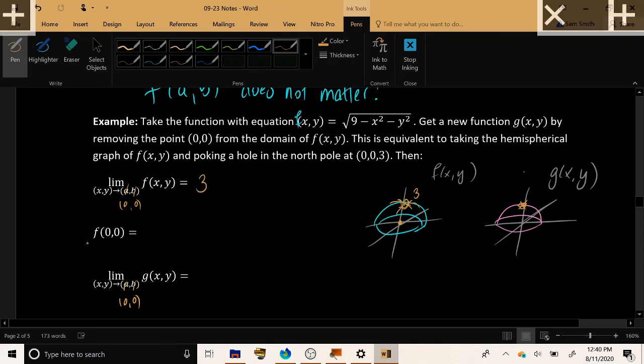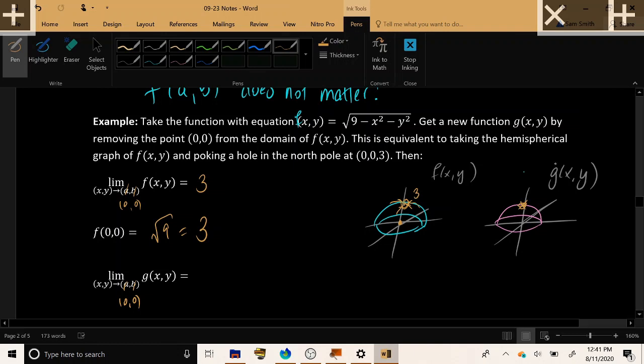Now, if someone asks me to plug 0, 0 into the function f of xy, plugging x equals 0 and y equals 0 into this formula will give me the square root of 9, which is also 3. So for this particular function f, the limit agrees with the output of the function at the point.